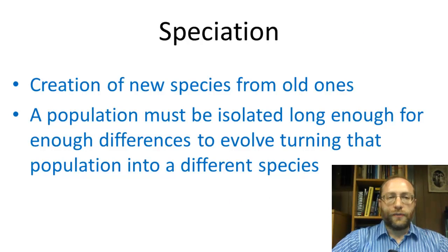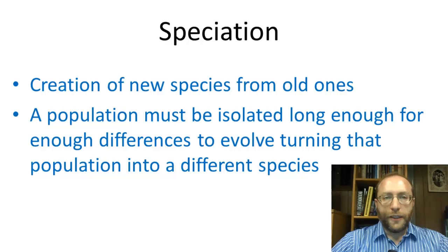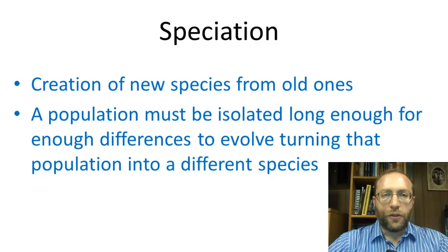Now we come to speciation. Speciation is the creation of new species from old species. The thing that has to be done in order for a new species to appear is that a species has to be isolated long enough for differences to evolve that turn that population into a new species. In particular, usually a reproductive barrier has to evolve. The reason why it has to be a reproductive barrier is because one of the definitions of a species is that if two populations can reproduce, then they're still the same species. If they cannot, then they're different species.